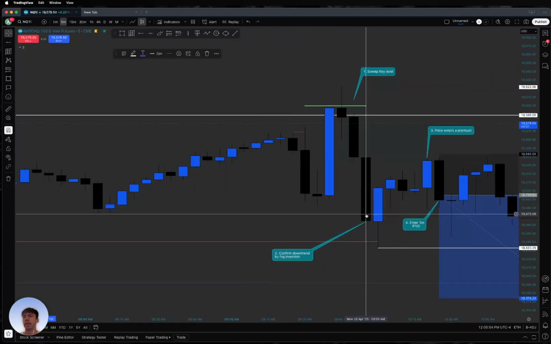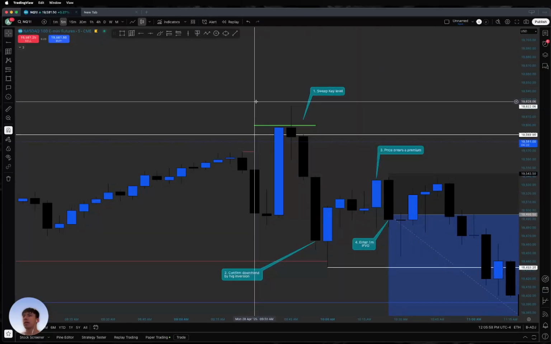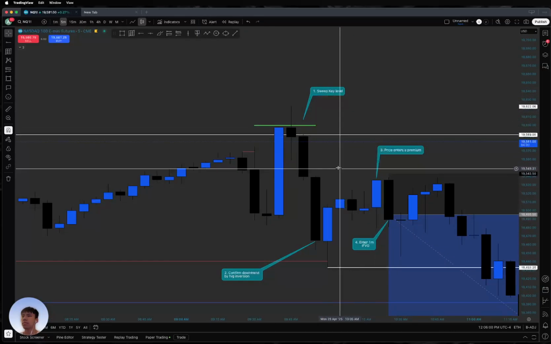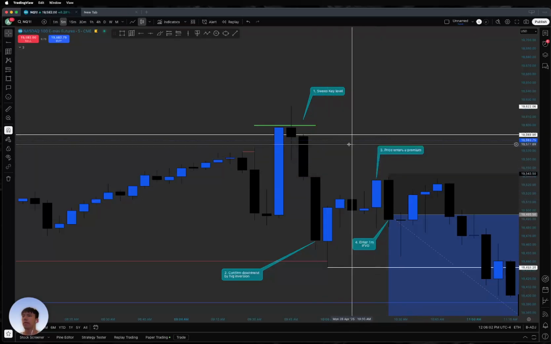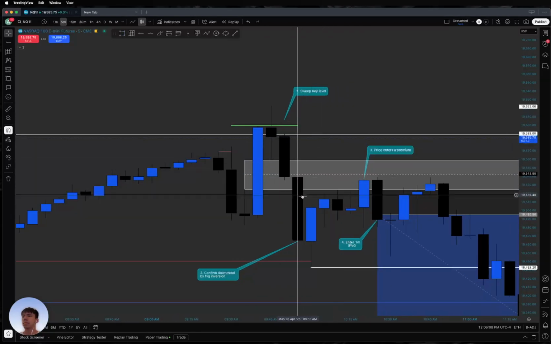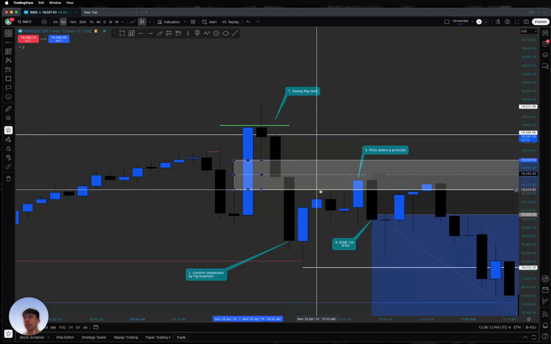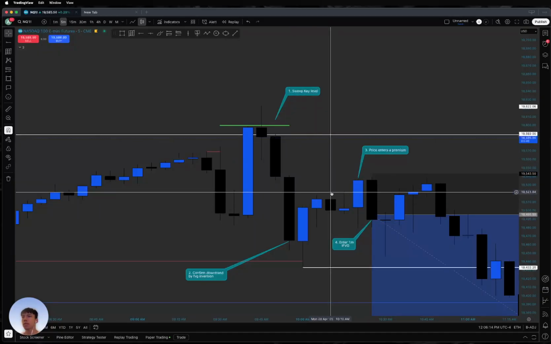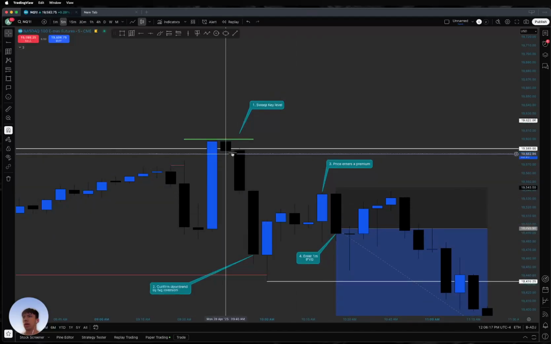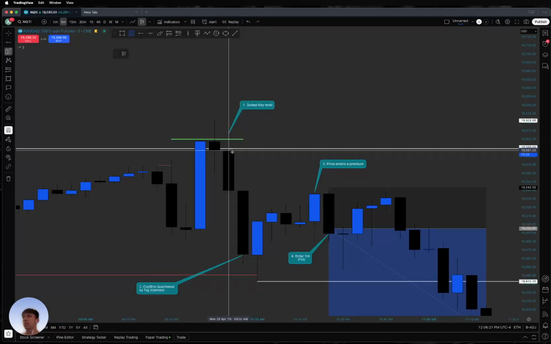So we ended up sweeping that out and we end up forming a fair value gap right here. And we inverse that off this candle. This candle is the one that officially inversed the gap. And so that was step 2. So 1 and 2 already complete.